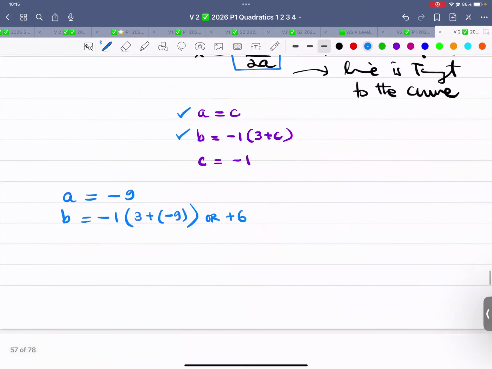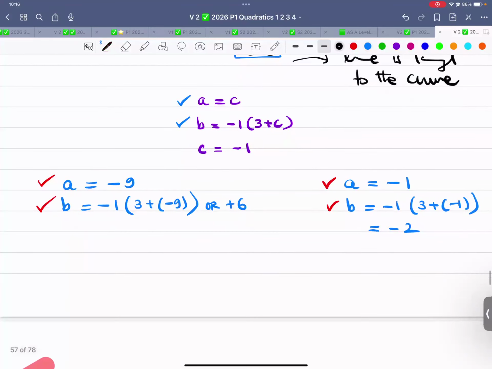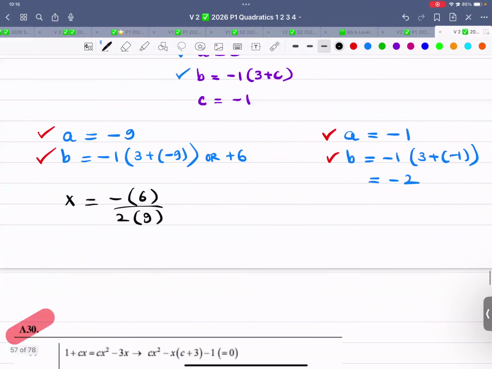Similarly, if c is -1, a is -1. b is -1 times (3 plus -1). 3 minus 1 is 2, and this comes out to be -2. So now we have a as -9, b is +6. a is -1, b is -2. What are the values of x? So x is minus b over 2a, minus 6 over 2 times -9. That is -6 over -18, which comes out to be 1/3.